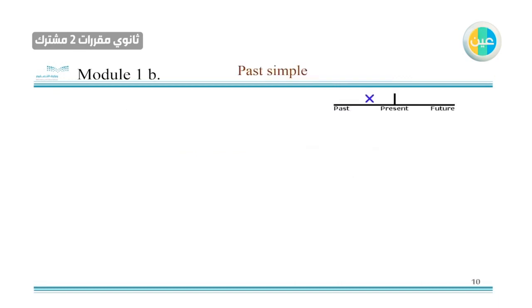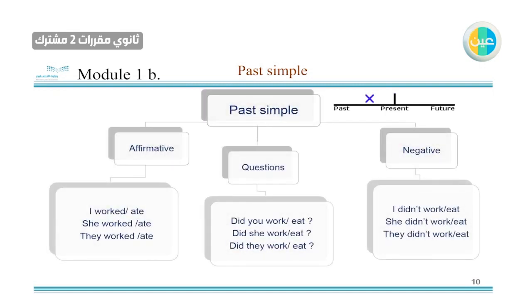Now, the third tense here is the past simple. The past simple tense is usually a verb that happened and finished in the past. The action is done, and you have to have a specific time, like two years ago, or last year, or last month, or a long time ago. So you have to have a specific time when the action happened.